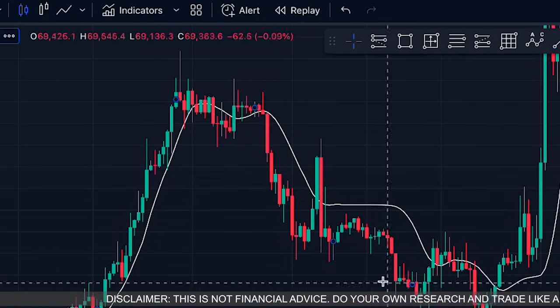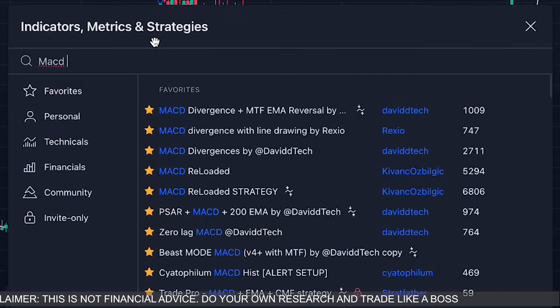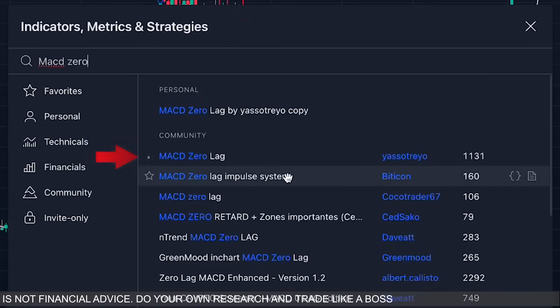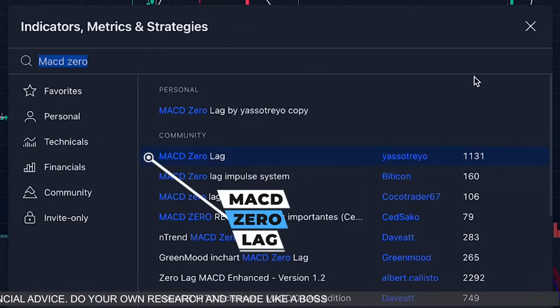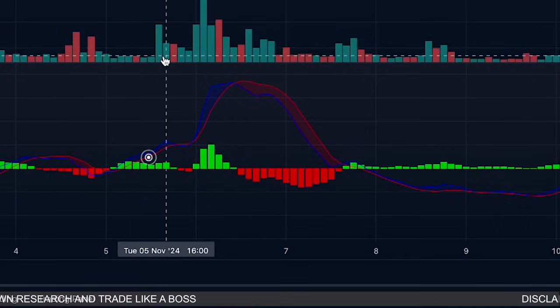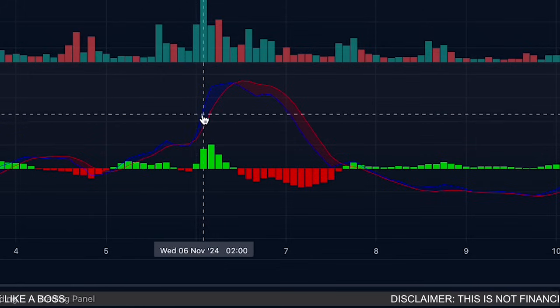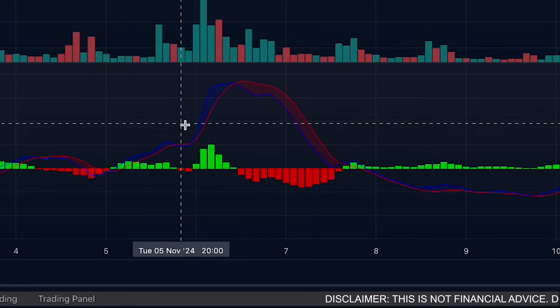We're then going to add another indicator. One of my other favorites is the MACD zero lag, which is this one just here. We're going to add that to our charts. Now, this MACD is very, very powerful. I've used it in many of my strategies and had lots of success with this MACD.